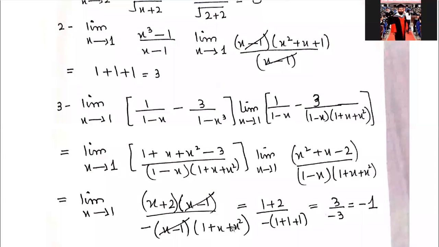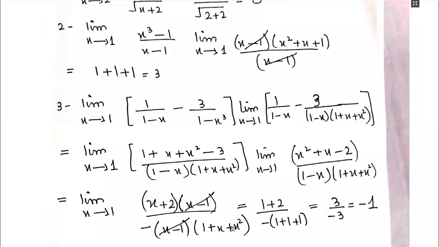Now you can easily apply the limit. The limit is 1, so here 1 plus 2, and here apply the limit: 1 plus 1 plus 1. What we get, 3 upon 3 with a minus sign, 3 cancels, we get minus 1. Again, the limit as x tends to 1 of this function exists and is equal to minus 1.